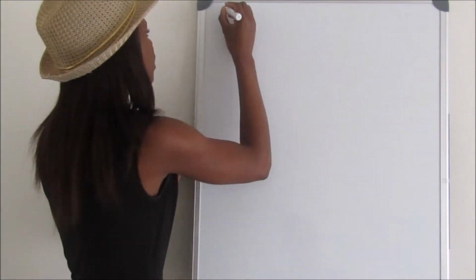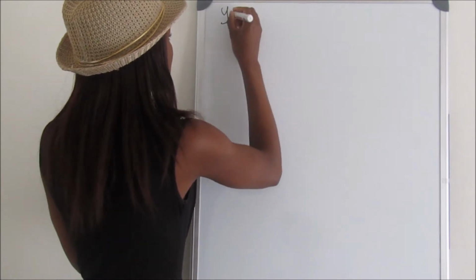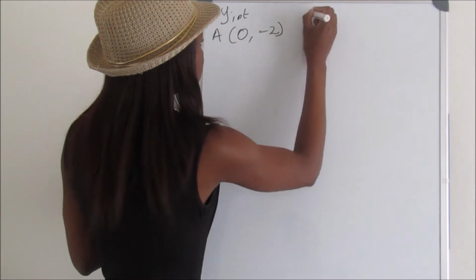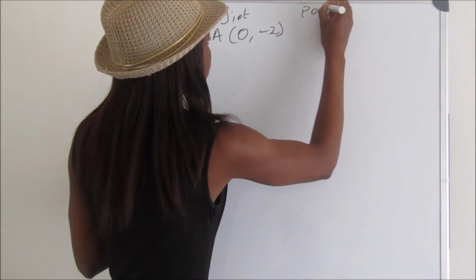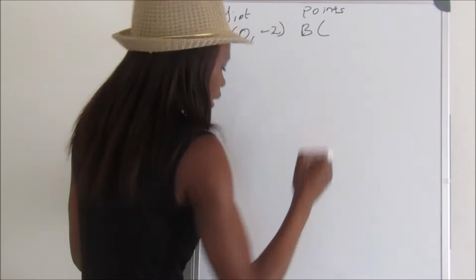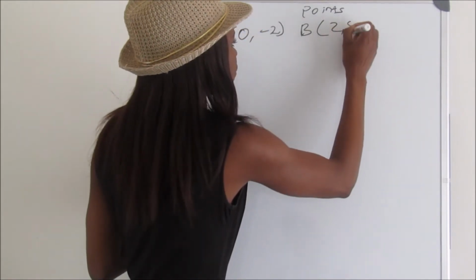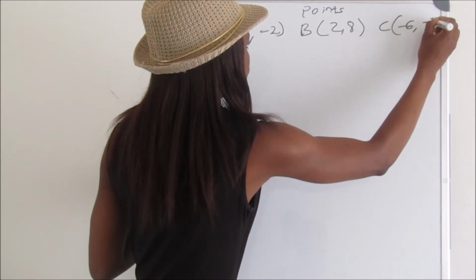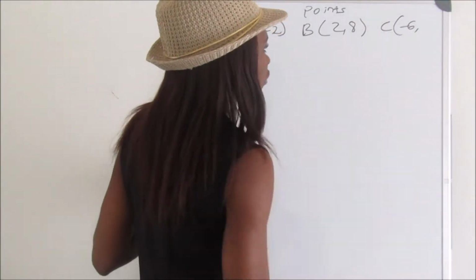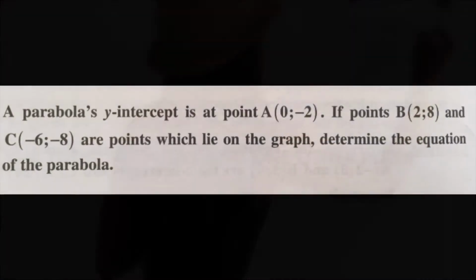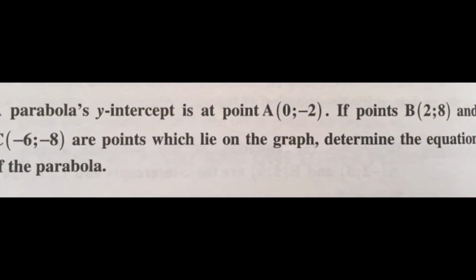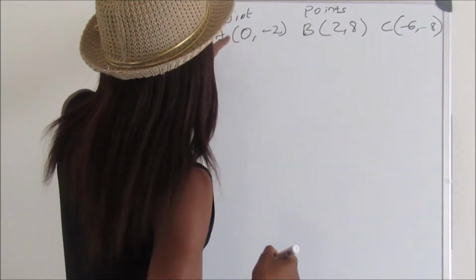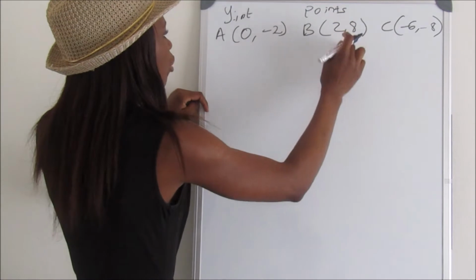The y-intercept that we have is A, whose coordinate is (0, -2), and the two points we have on the graph are B, which is (2, 8), and C, which is (-6, -8). This is the y-intercept, and these are two points on the graph.